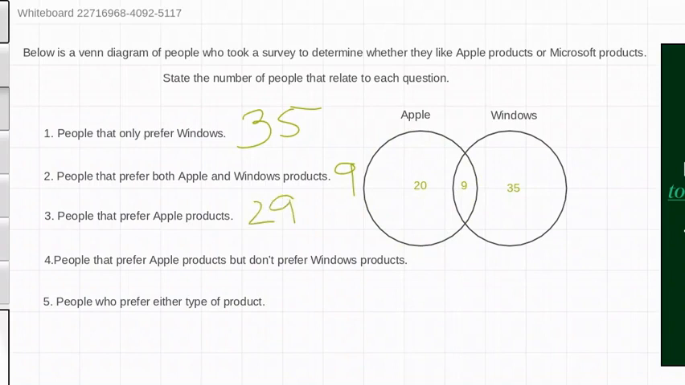People that prefer Apple products but don't prefer Windows products. We have Apple products as this whole circle, but Windows products is also included in the middle, so we would have to draw a Pac-Man figure, and it would only be 20. And then people who prefer either type of product. Either type of product is that circle plus that circle. So it's just 20 plus 9 plus 35, which is 64.